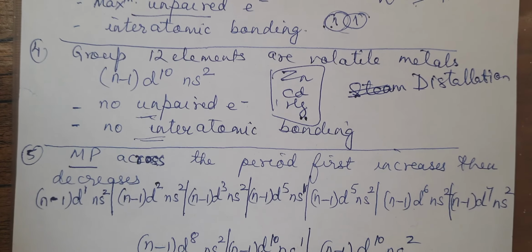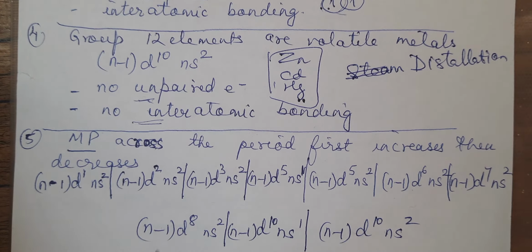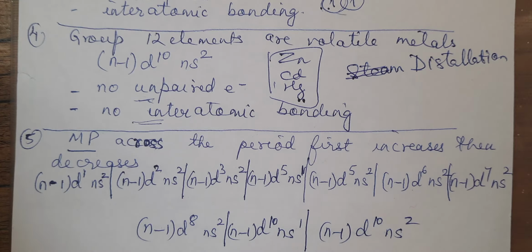Clear? Now next question. The question says the melting point across the period first increases and then decreases. Why does the melting point first increase and then decrease? The answer lies in this. Just now I told you the interatomic bonding part. If they have more unpaired electrons, there will be more chance of interatomic bonding. Less unpaired, less interatomic bonding.